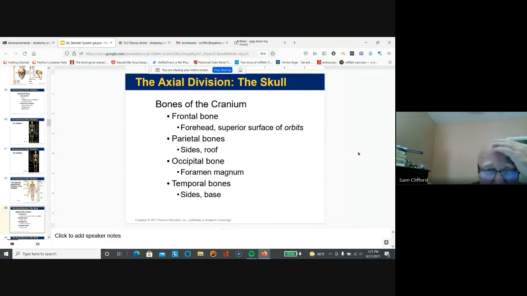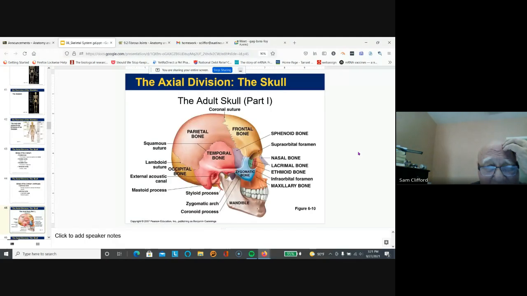So what about the cranium? There's going to be various views. The parietal bone, the frontal bone obviously is in the front. The occipital bone forms the posterior portion of the skull. This is where the Q-tip goes.